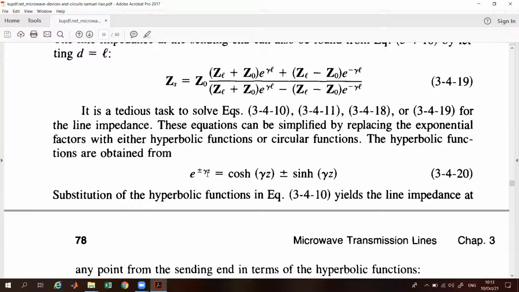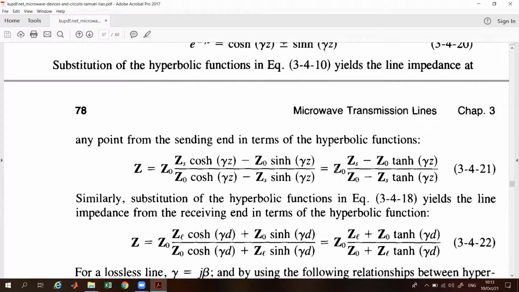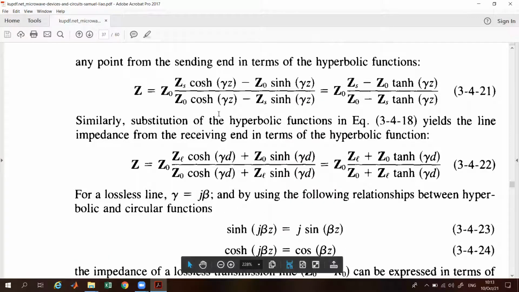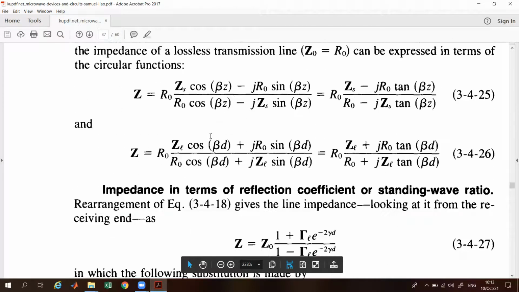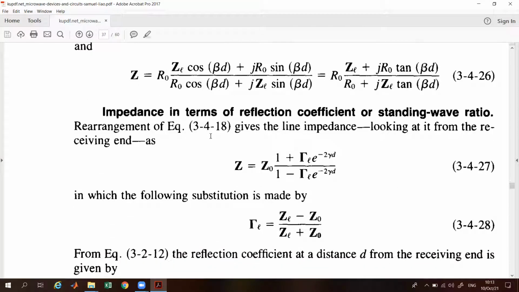Also, you must know that e raised to the power plus minus gamma Z equals cosh, cosh is here hyperbolic. And in hyperbolic Euler equations, we don't have any complex number here. Okay. So if you put these equations and solve for this, then you will get it in this form, but you don't have to remember them in this way. Okay.